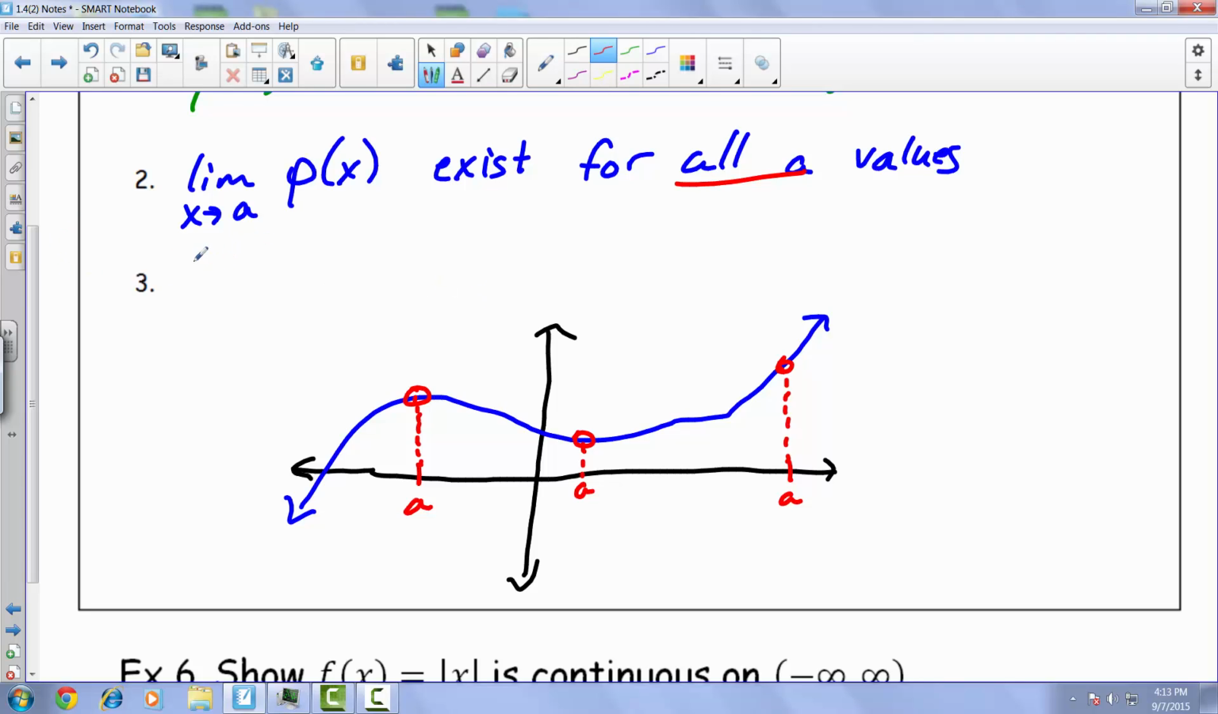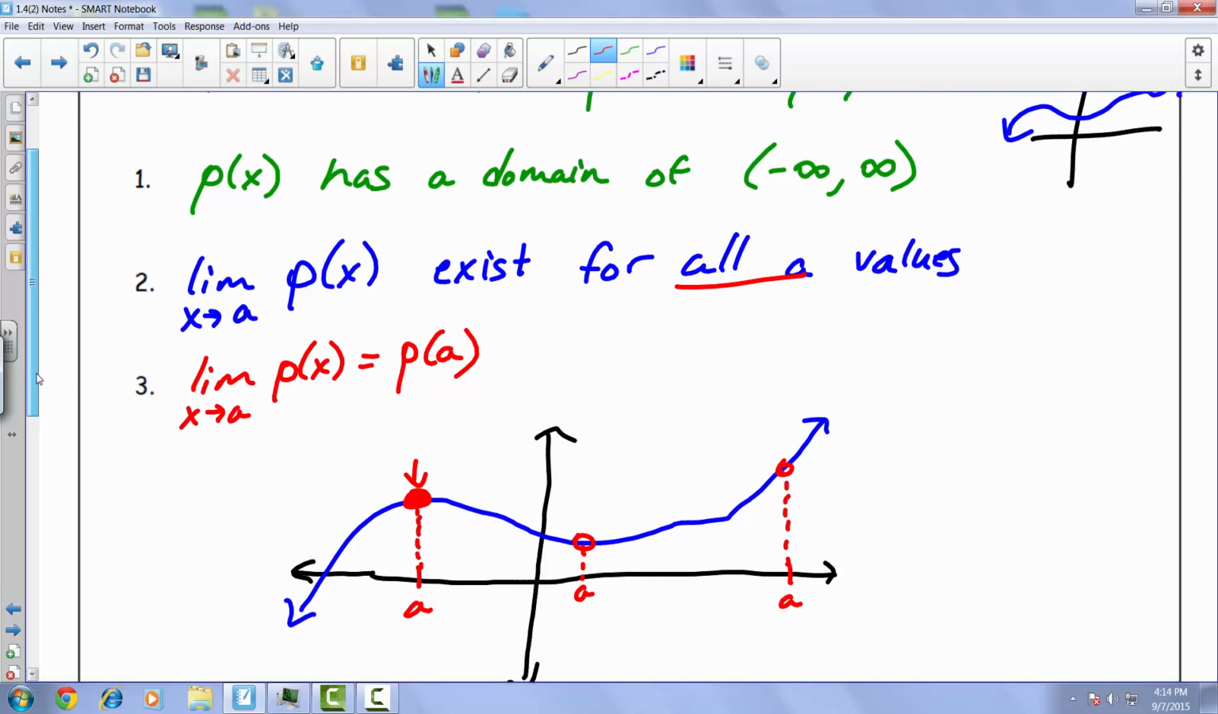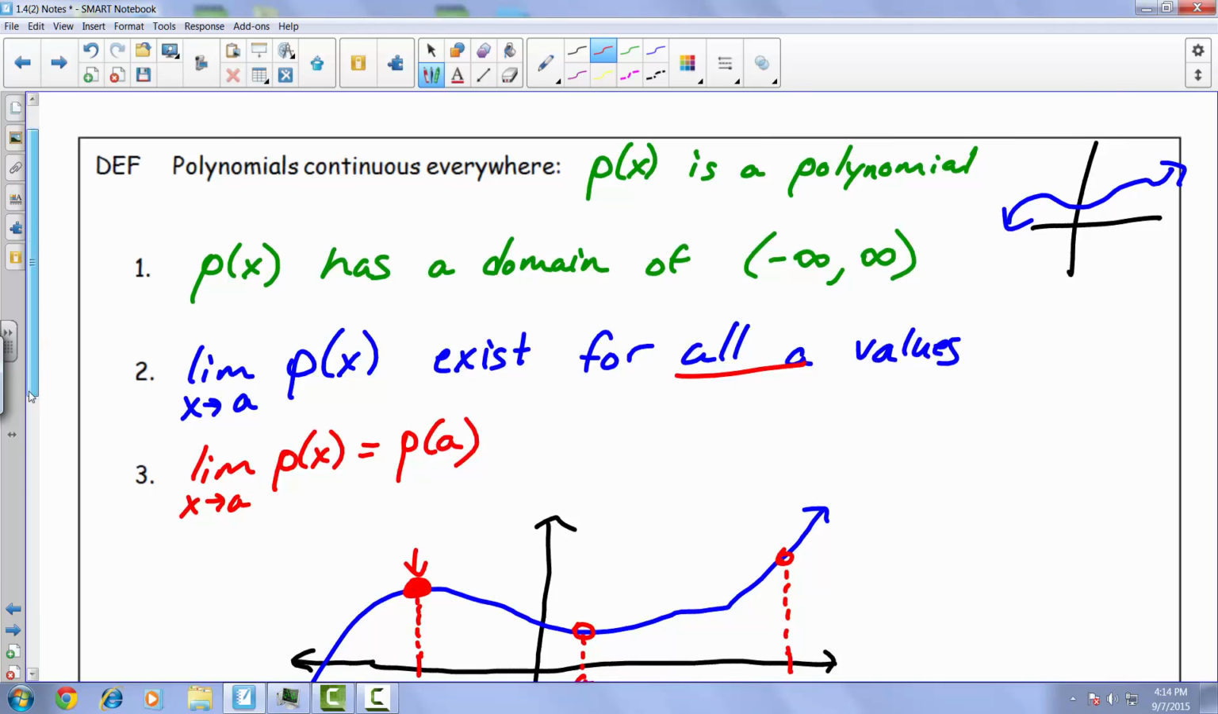The third criteria is that they end up meeting. So the limit as x approaches a of our polynomial function is in fact equal to p of a, much like a lot of the continuity criteria from before. The limit as x approaches a is meeting up at that same point when you plug a into that polynomial. So as a result, all three criteria have to be met for this polynomial to be continuous everywhere.